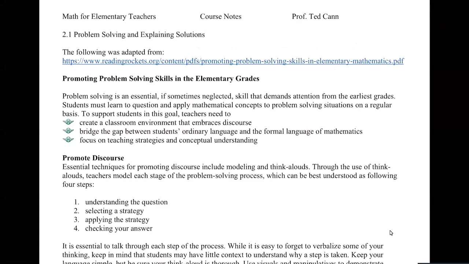So I tend to not reinvent the wheel when it comes to creating lessons, and you'll find that that's kind of a universal teaching strategy. If somebody else has already done it and they haven't copyrighted the material, then you can go ahead and use that to suit your own needs.